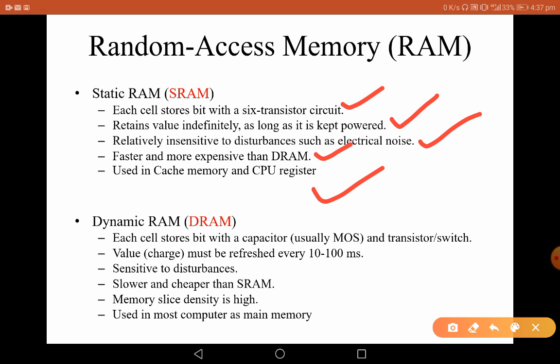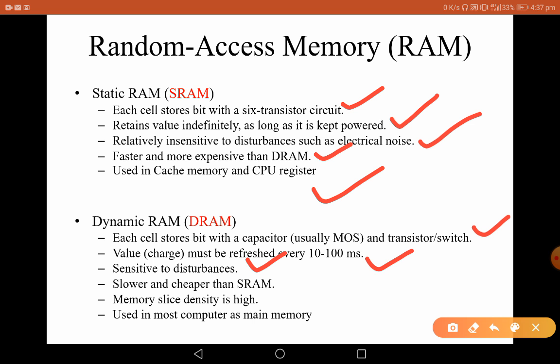Now DRAM, as we discussed: each charge is stored in a bit cell with 2 transistors. One is a capacitor and the other is an access transistor. The charge has to be refreshed every 10 to 100 milliseconds. Why? Because the capacitor can drain the charge.